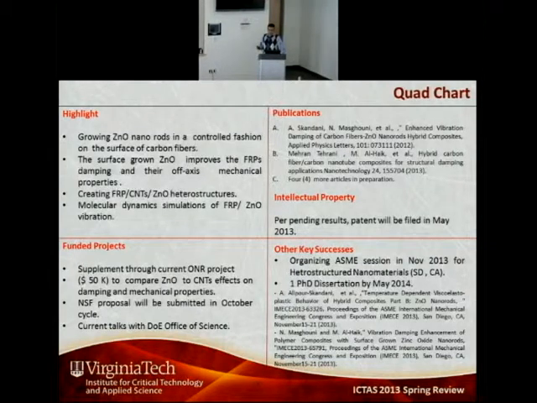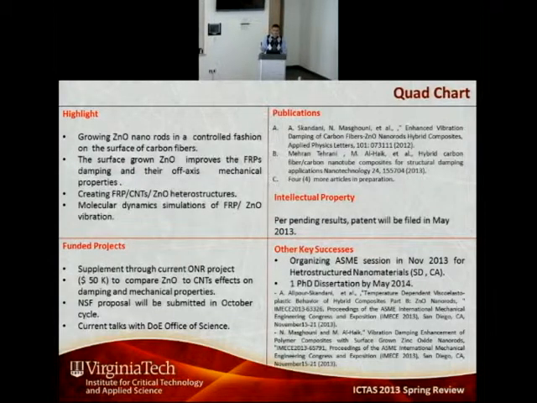So so far we have published 2 papers, one about the enhanced vibration damping of carbon fiber zinc oxide nanorods, and one about the hybrid carbon fiber carbon nanotubes composite. We still have 4 more articles in preparation. As intellectual property, pending results, a patent will be filed in May 2013. We'll also be organizing an ASME session in November 2013 for heterostructured nanomaterials in San Diego, California, and one PhD dissertation in May 2014. And then we have submitted 2 conference papers for the ASME conference.